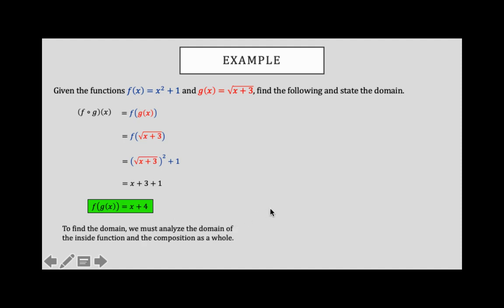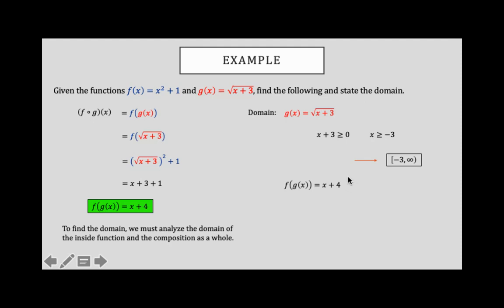To find the domain, we have to look at the domain of the inside function and the domain as a composition as a whole. Here's my inside function. g of x is equal to root x plus 3. What do we know about root x plus 3? Well, the value inside of a square root must be greater than or equal to 0. What's inside of the root? x plus 3. What does it have to be? Greater than or equal to 0. Solving for x tells us that x is greater than or equal to negative 3. Our domain for our inside function is going to be values of x that are greater than or equal to negative 3. Bracket negative 3, comma, infinity.